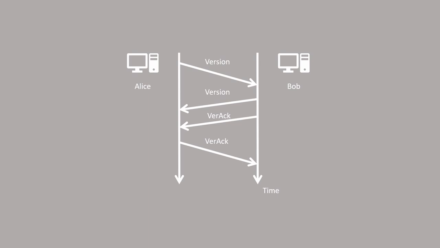It is important to understand that until this process is completed, no real communication can take place between those two nodes, between Alice and Bob. So in this video, we will look at this version message and you will see how we can construct it, so that in later videos we can actually send it in order to establish communication with a remote node.